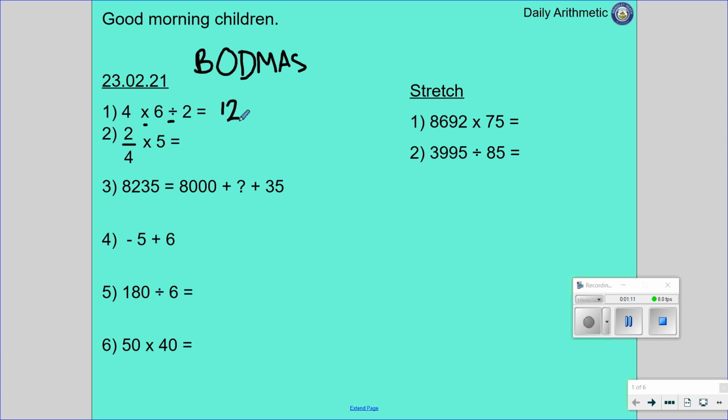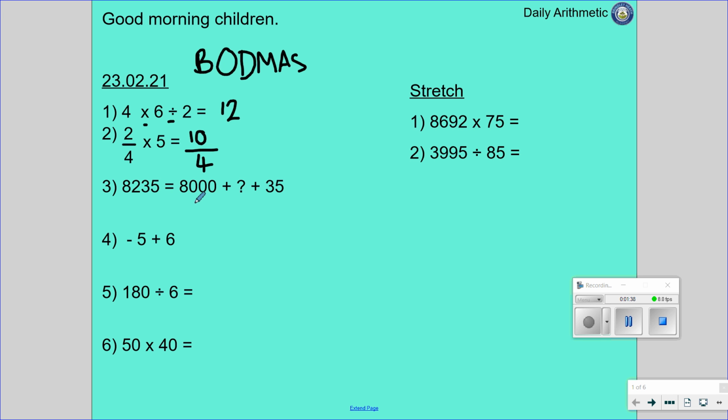Question 2, we have got a fraction times by a whole number. When we times a fraction by a whole number, remember, I like to remember it T for times, T for top number. It's the numerator that will change, the denominator will not change. So we're going to do 2 times 5 on the top, so our numerator becomes 10, and our denominator, remember that doesn't change, that will still be 4.